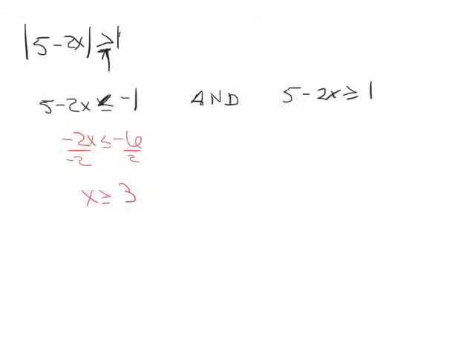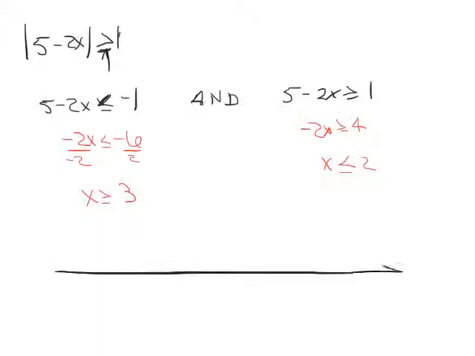And over here on the right, I get negative 2x is greater than or equal to 4. X is, again, the sign changes because I divided by a negative, and I get x is less than or equal to negative 2. So when I graph this on a number line, I get greater than or equal to 3, and then everything that way. And I get less than or equal to 2, and I go that way.